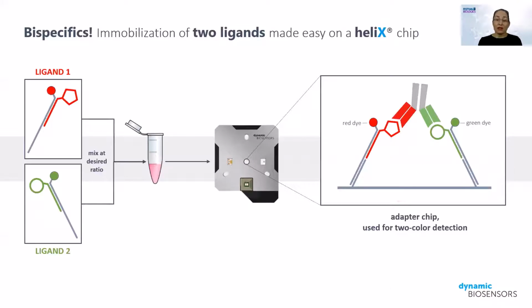Then you can measure your individual affinities in the respective color. So the affinity for ligand 1 in red and the affinity for ligand 2 in green. And then you can also measure the avidity effect, which will show up in both colors simultaneously.